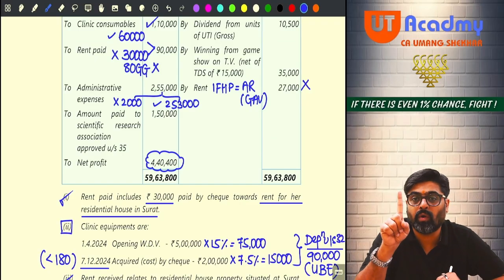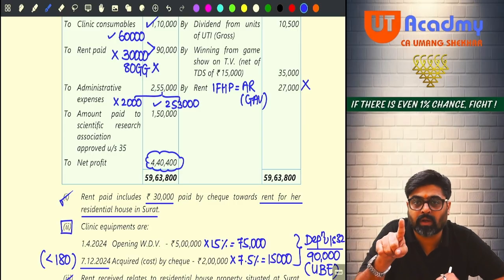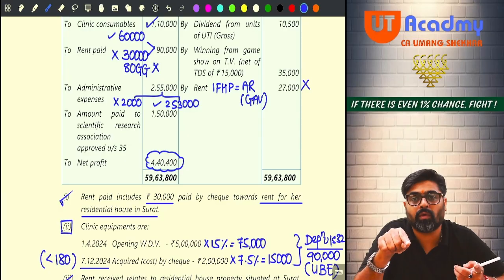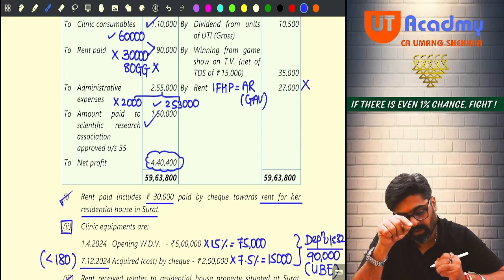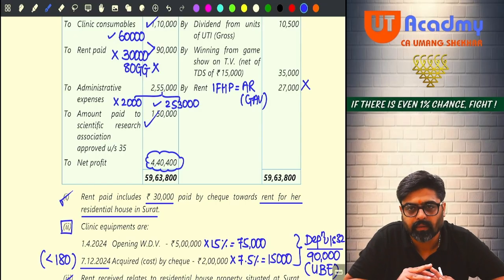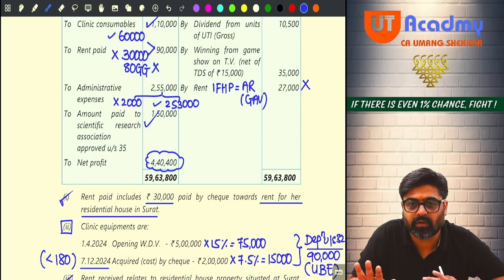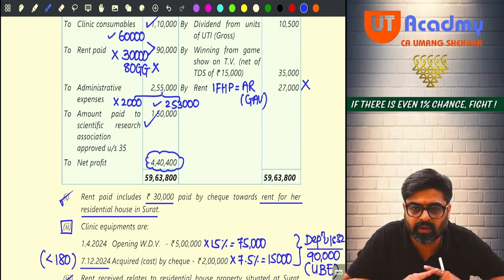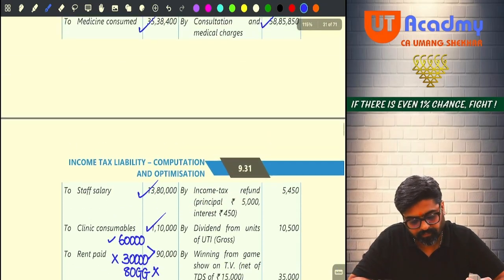If I follow 115BAC, then this will be disallowed. And if I don't follow 115BAC, then this will be allowed. So right now, this is allowed because we are not following 115BAC as of now. But when we follow 115BAC, then we'll add it back. Yes or no? We'll disallow and we'll add it back. Getting my point? Right hand side.